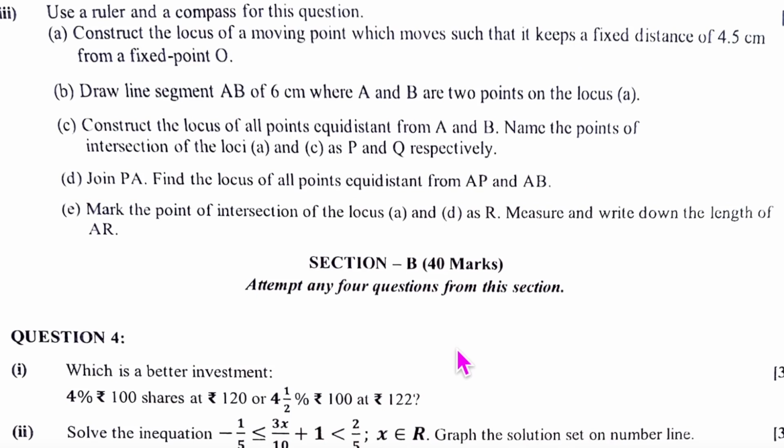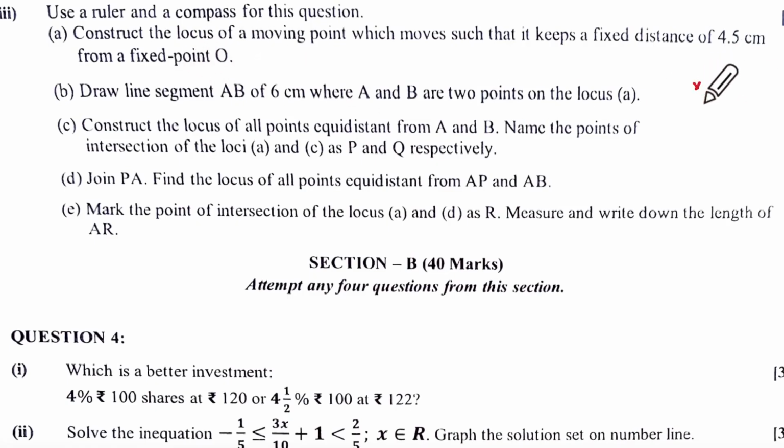Use a ruler and a compass for this question. Construct the locus of a moving point which moves such that it keeps a fixed distance of 4.5 from a fixed point O. Draw a line segment AB. Now if you read the whole thing, it will not make sense. So we'll have to start working with what you spoke. There is a fixed distance of 4.5 from a fixed point O.